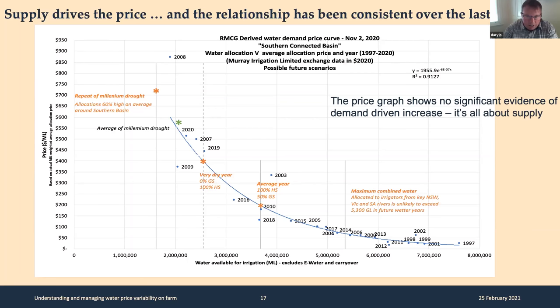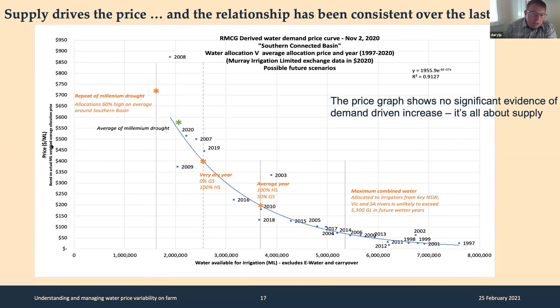So what we've done at RM is look to plot some of this history to give a sense of where things are at, and we feel that this price graph has been holding pretty true for the last 25 years. I'll just explain it a little bit. What we've got here is the weighted average allocation prices on the left-hand side, and we've got the total water available in the consumptive pool. So it excludes environmental water and it excludes carryover.